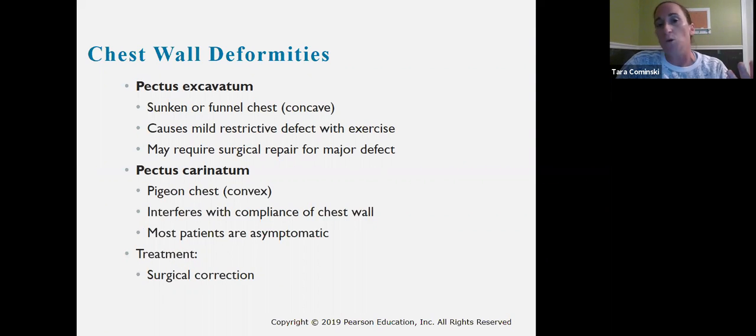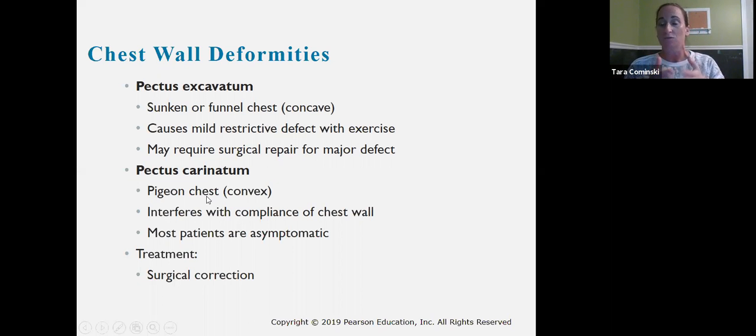Now, you can also have chest wall deformities that just happen by chance, congenital deformities. Here are two examples, okay? Pectus excavatum: this is where you have a sunken or concave chest. You sometimes hear it called funnel chest, and I'll show you guys a picture in a second. It says here it causes a mild restrictive defect with exercise. So depending on how concave and how severe that deformity is, it could potentially affect breathing. If it's major, it might require surgery. If it's minor, maybe it just looks a little off, but it might not even interfere with ventilation at all, okay? In this case, the common term is called pigeon chest.